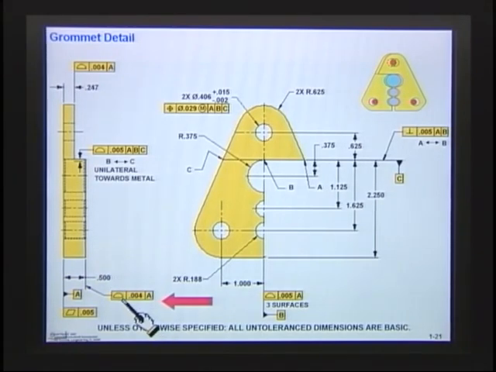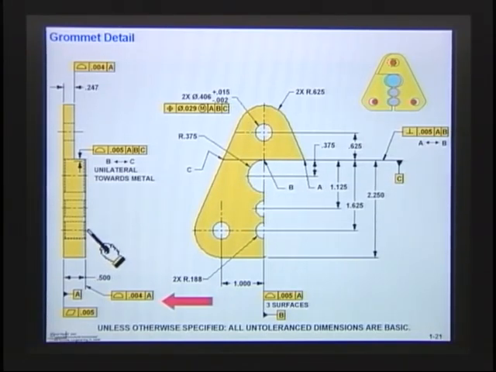Remember how it works. We use profile to locate surfaces. We use position to locate holes and slots. See, when we located this hole, we used a position tolerance. When we want to locate surfaces, we use profile. We use plus or minus tolerancing for the size of things. You see, what size is that hole? I use a plus or minus. Other than that, that's the only plus or minus I have on here, right?